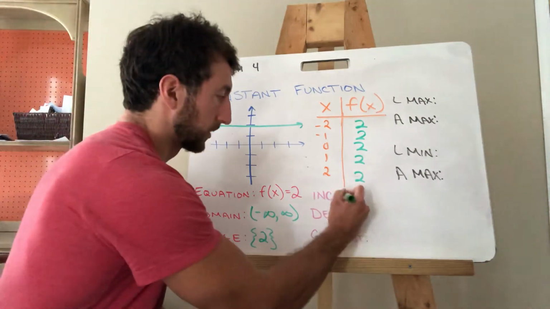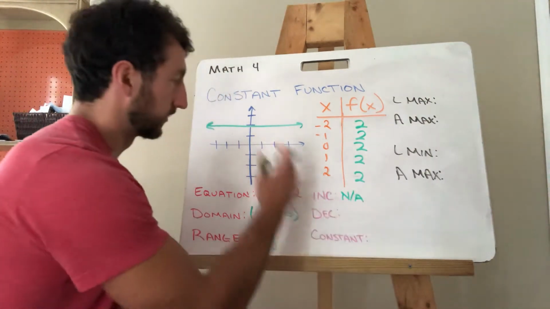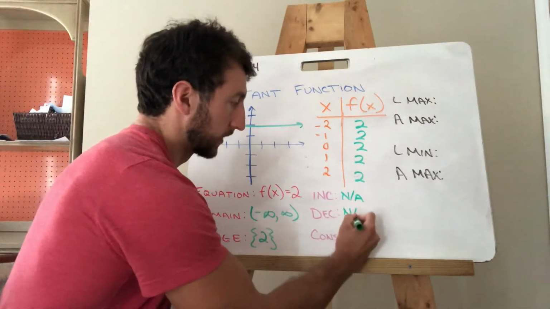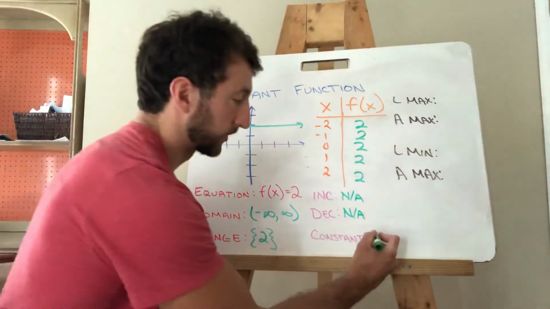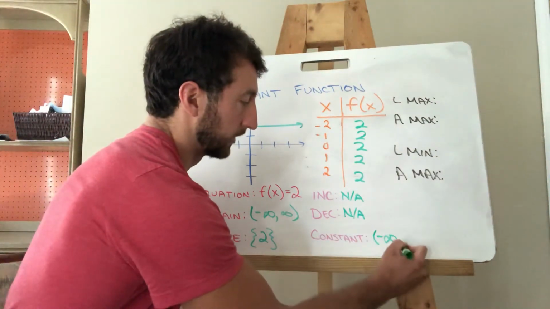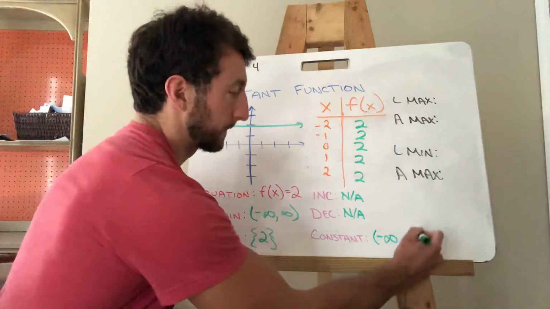Increasing doesn't apply. It doesn't decrease either, so that also doesn't apply. It's not increasing nor decreasing, so it's constant the whole time. So we're going to say from negative infinity to positive infinity.